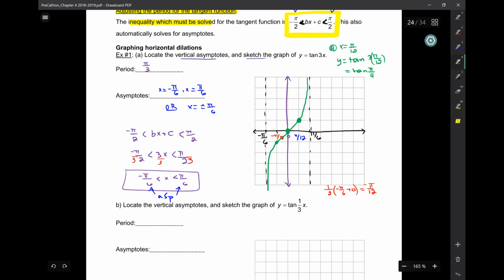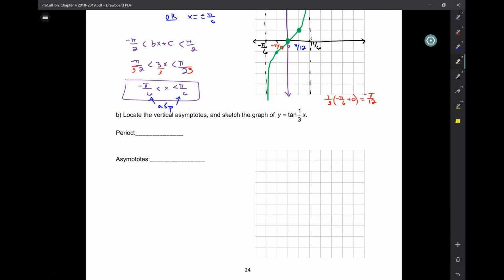So we only need to find 3 points? Well, no. We have 1, 2, 3, 4, 5 points. But the last and the first point are the asymptotes. It's never allowed to hit the asymptote, right? Because it's undefined at the asymptote. Okay. There are 5 critical points, and you put in 3 dots. 3 defined points, 5 critical points. Okay? All right, let's do one more.